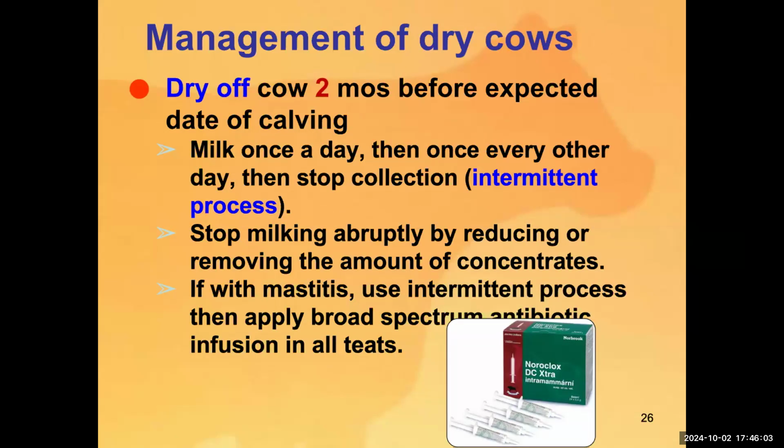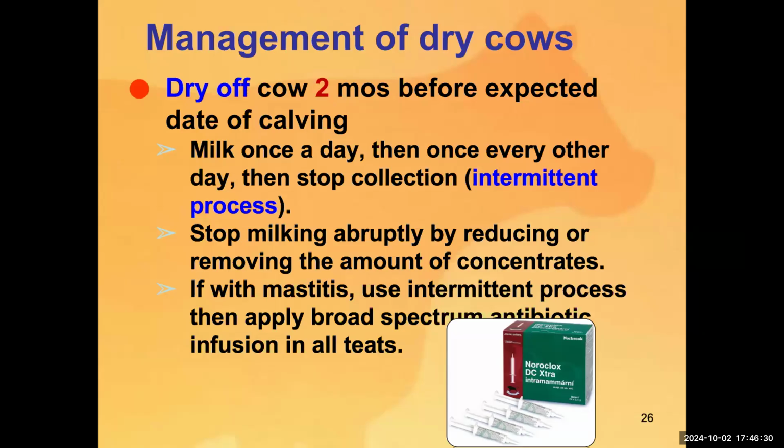Now on the dry off. So this is again what's happening 2 months before the expected date of parturition. So aside from removing them from the milking line, so the udder will be able to recover for the next lactation, we have to give an infusion in each of their teats so that it will be sealed and no debris will come inside the teat that will cause mastitis.